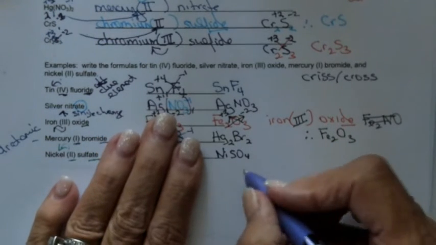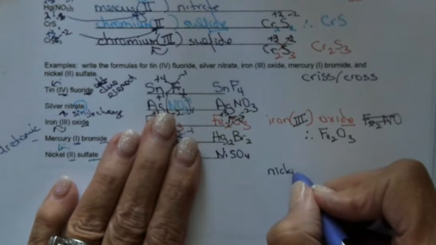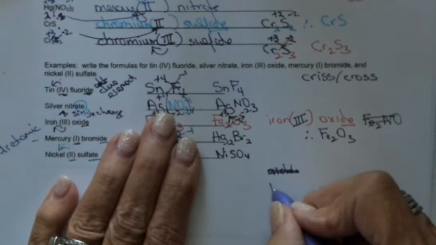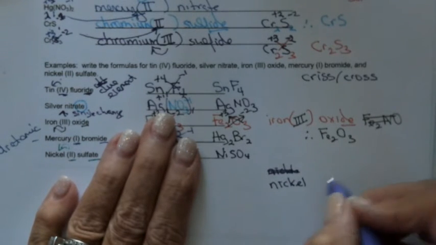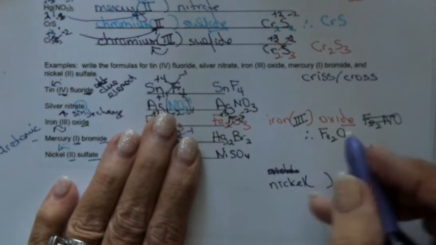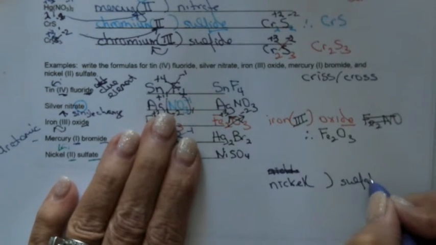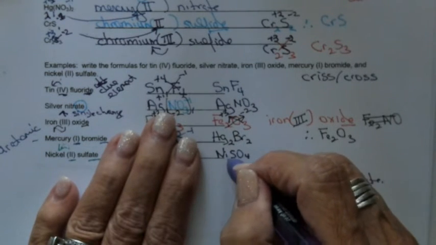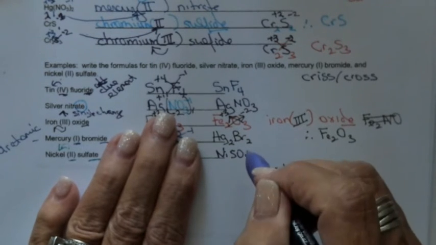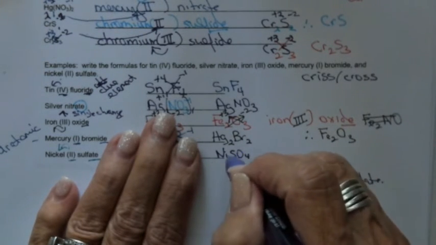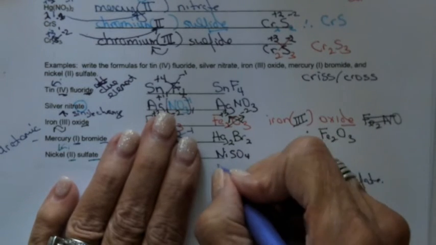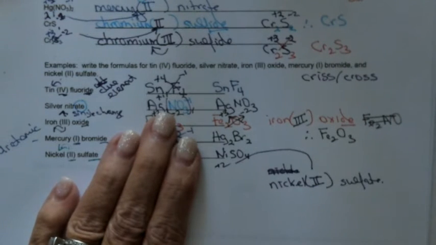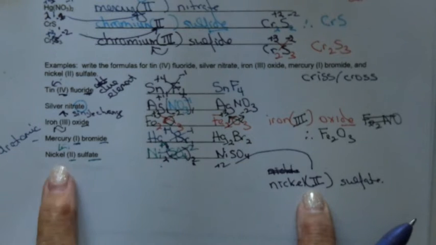If I wanted to double check, Ni is nickel. I do not know its charge. SO4 is sulfate. So if I uncrisscross, this is a 1 and this is a 1. But sulfate has a -2 charge. Since I have 1 nickel, this guy must be a +2. Therefore, I would put a Roman numeral II inside my parentheses. I have now checked my answer. It is correct.